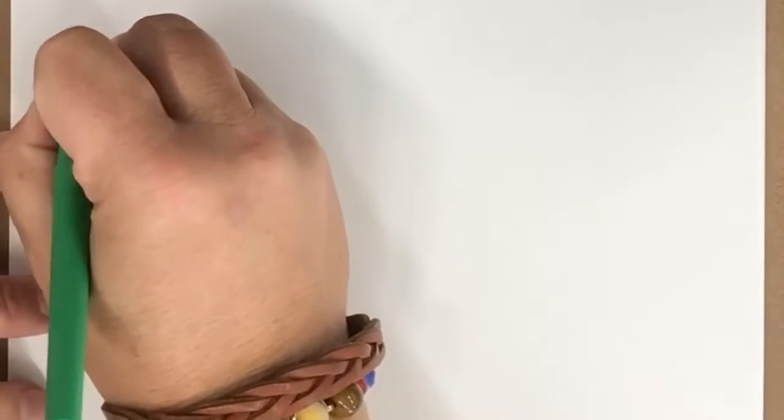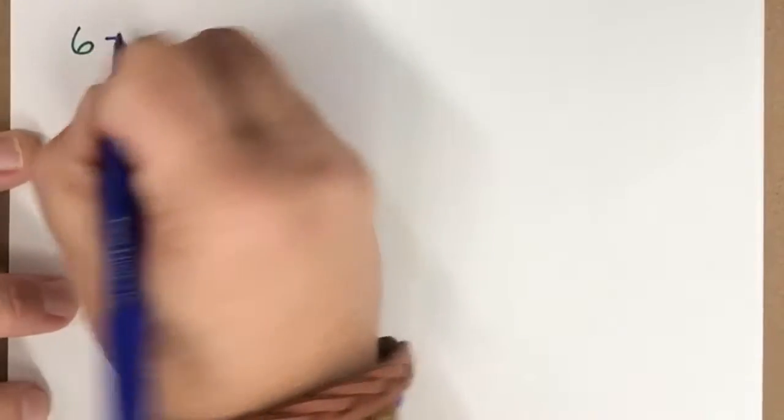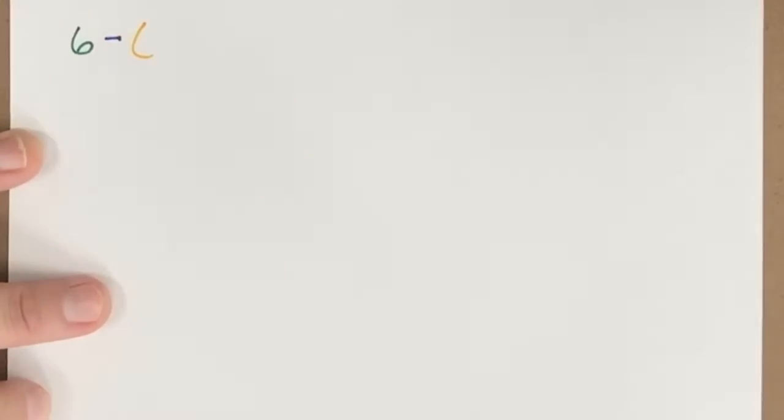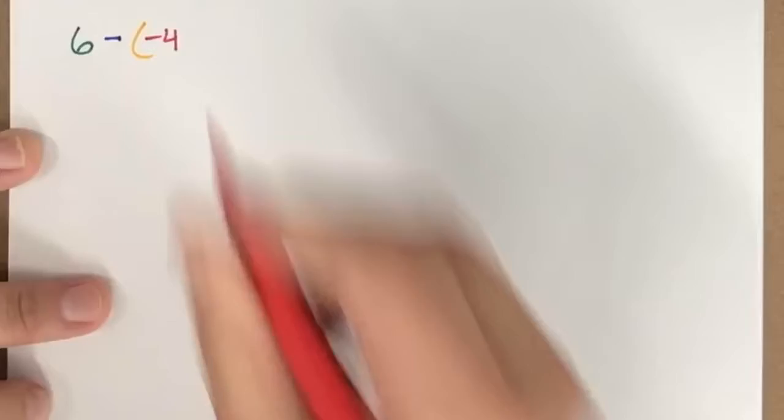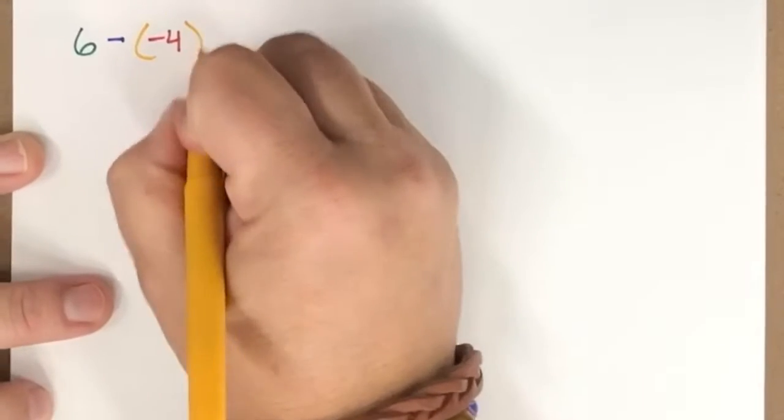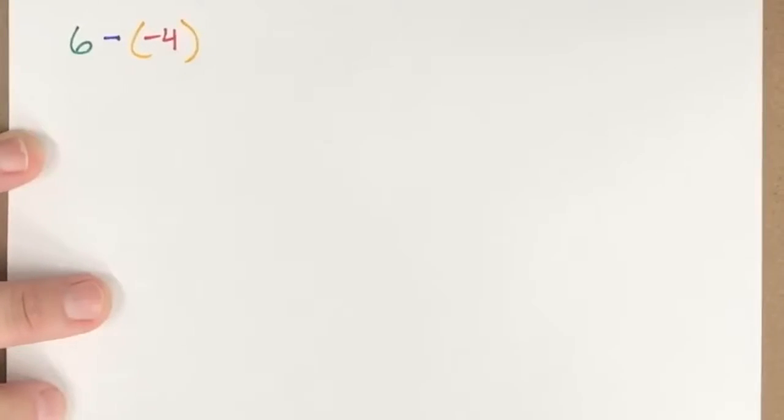So we are going to go ahead and start with, I'm gonna get a fresh, this paper has a lot of dots from the other paper. All right, okay, so we're gonna take 6, and then we're gonna put the operation, I'll put that in blue, minus, and then we have in parentheses a -4. All right, so I'm using colors to help you kind of see the different parts of these problems.